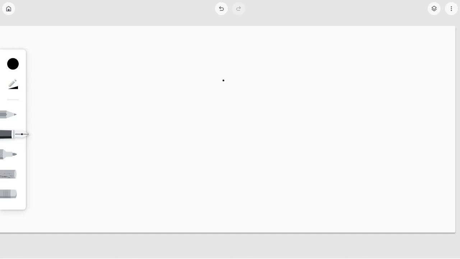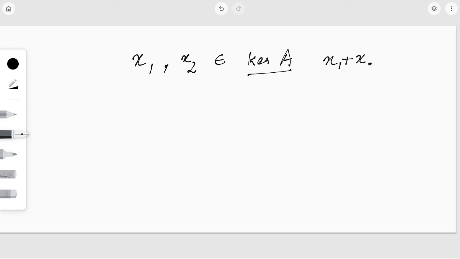To show that the kernel is linear, we are going to take two elements, say x1 and x2, belonging to the kernel of A. We must prove that the kernel of A is linear, and for that we have to show that x1 plus x2 is also an element of the kernel of A. This is what we must prove.